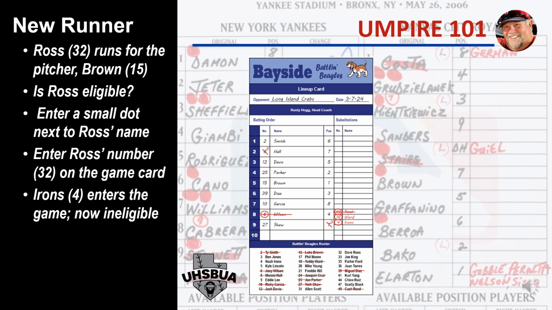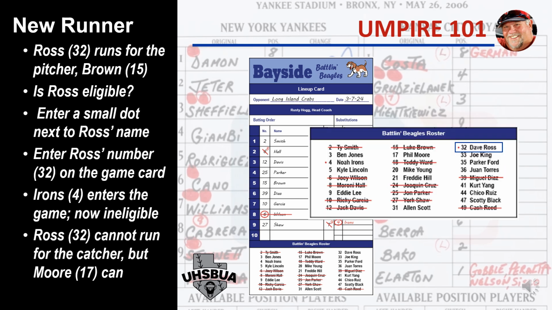Looking at the lineup card, we see that Ross has a dot next to his name on the list of eligible substitutes. That means he is already serving as a courtesy runner. A quick glance at the game card confirms that. We must inform Coach Hogg that a different player must be used as a courtesy runner. In the alternative, Parker can run for himself.